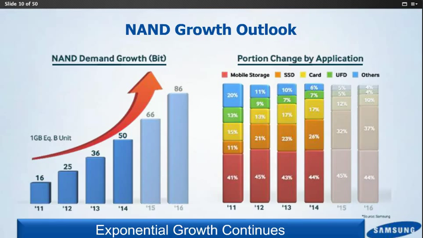So if you look at the NAND growth outlook, from 2011, there was about 16 billion gigabyte equivalents shipped, to now about 50 billion, and estimated to grow to 86 billion gigabyte equivalents over the next 2 years. What's interesting with the chart on the right is that SSDs have taken a bigger portion of the NAND consumption, going from about 11% in 2011 to about 26% today, and growing to about 37% over the next couple of years.